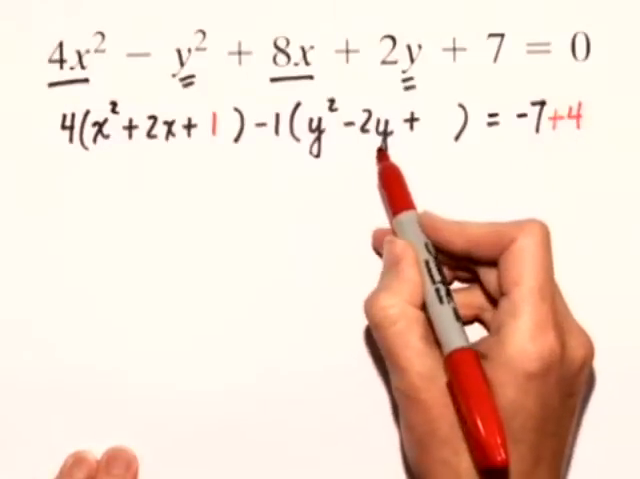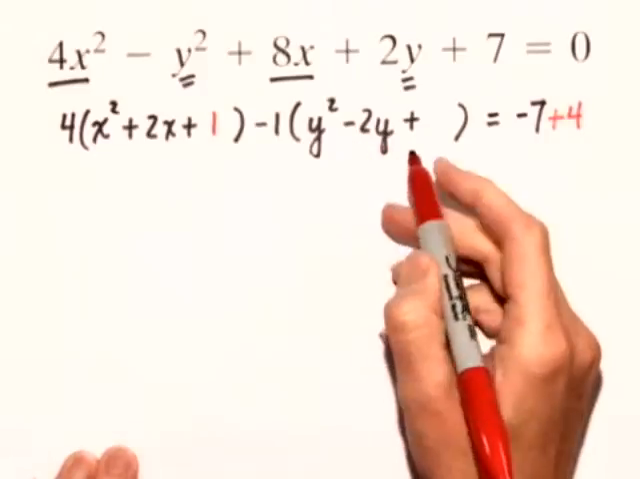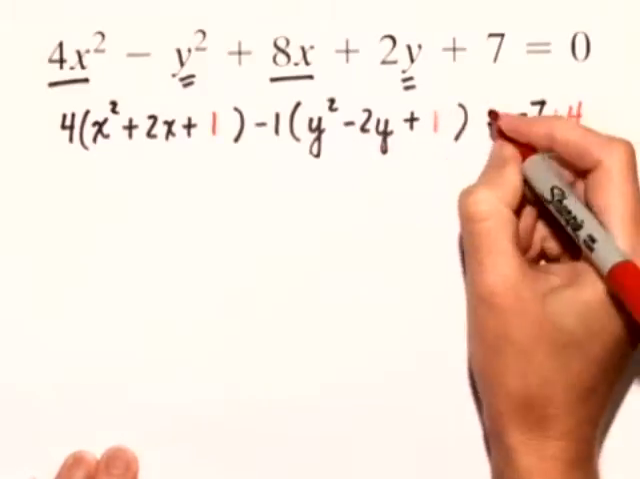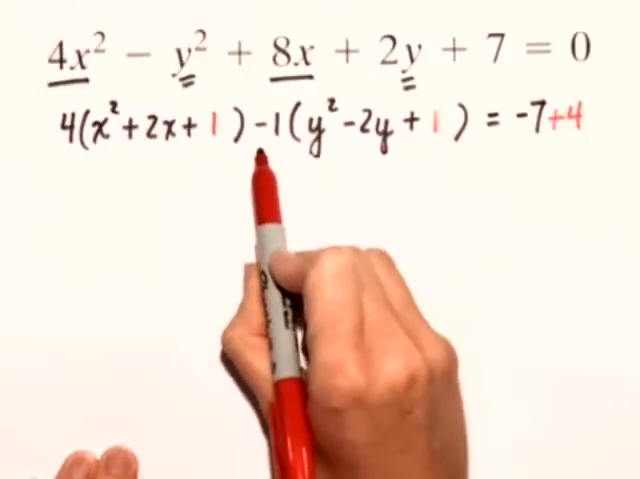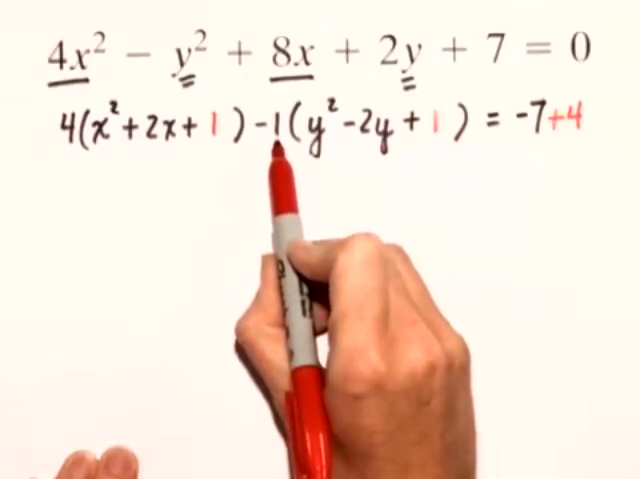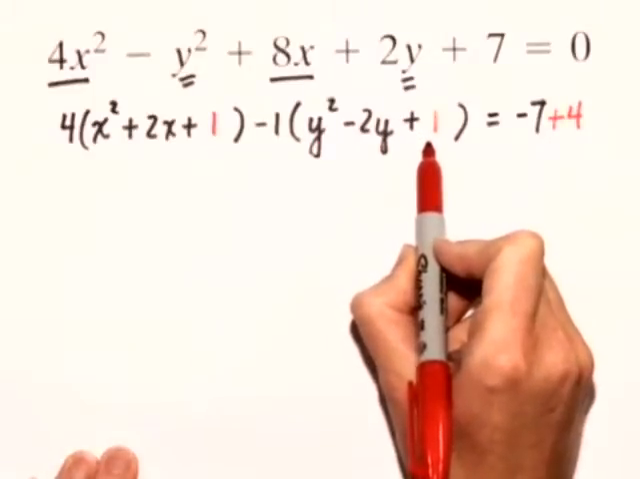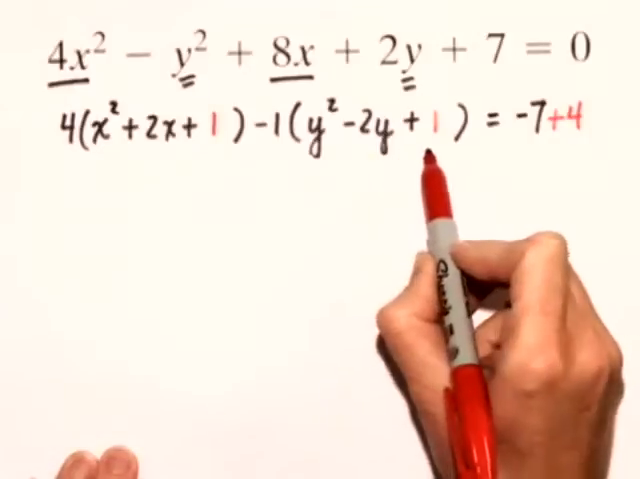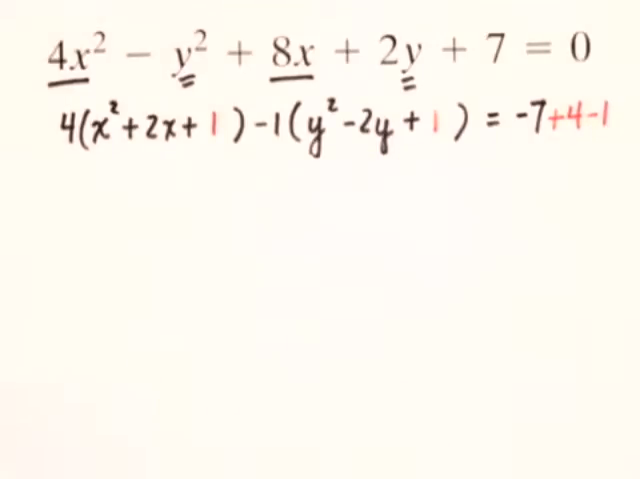Let's complete the square on y. Half of negative 2 is negative 1. When we square that, we get 1. Now, we really just subtracted 1 because we have this negative 1 in front of the parentheses. Negative 1 times 1 is negative 1. Because we subtracted 1 from the left, we'll also subtract 1 from the right.